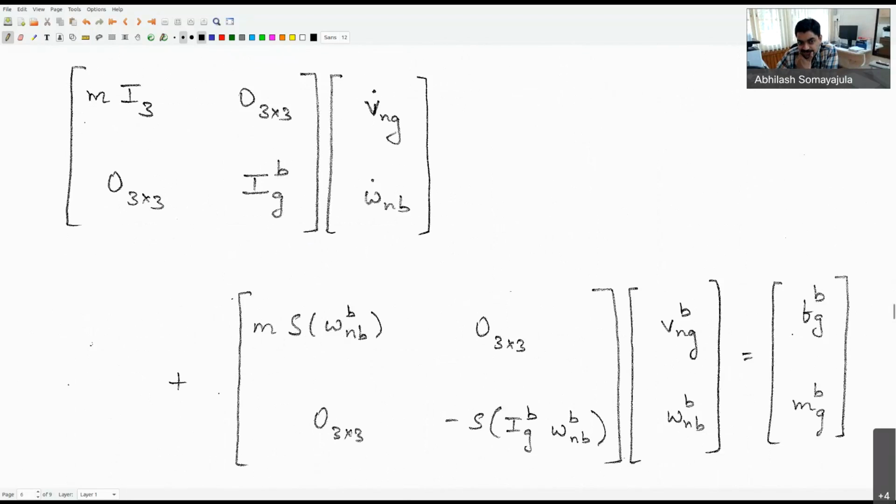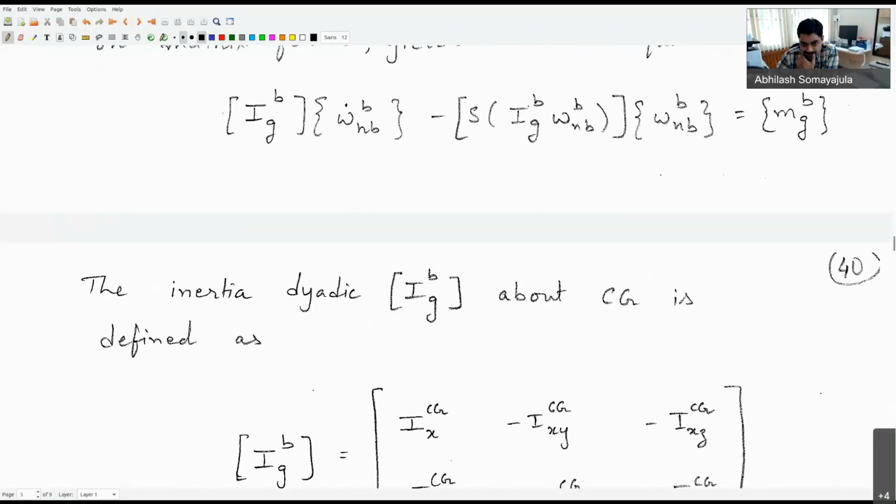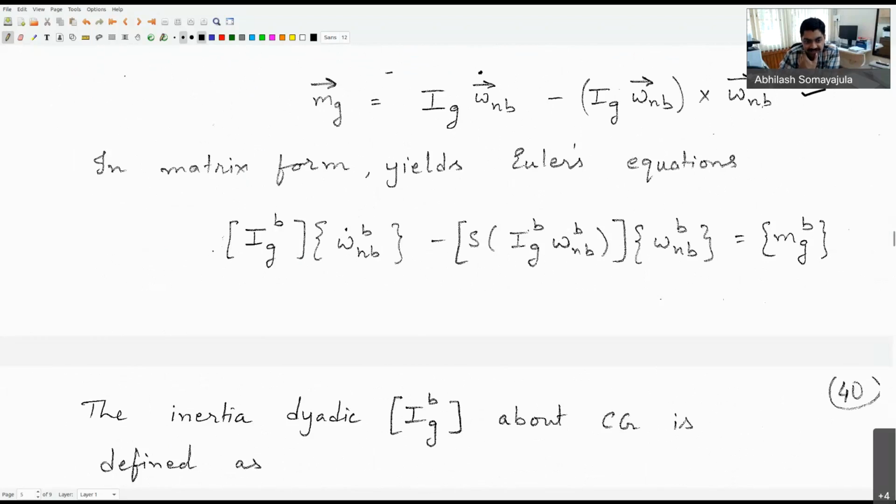Is that making sense? Yes. Yes, sir. All right. Now let's look at the second row. I have Ig times omega NB dot minus S of Ig times omega NB multiplied by omega NB is equal to mg. Let us see whether that is what we had here. That is exactly what we had here. Ig times omega NB dot minus S of Ig times omega NB multiplied by omega NB is mg.